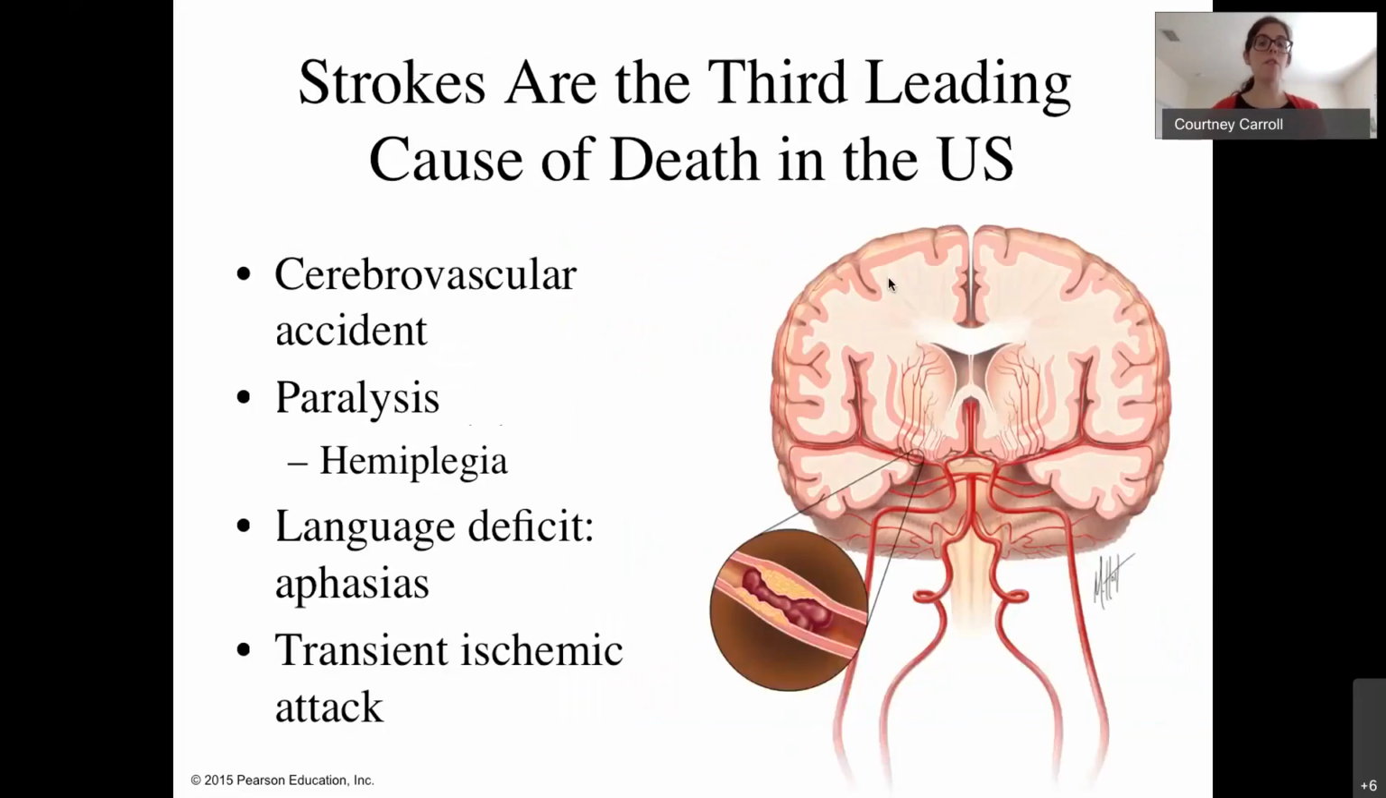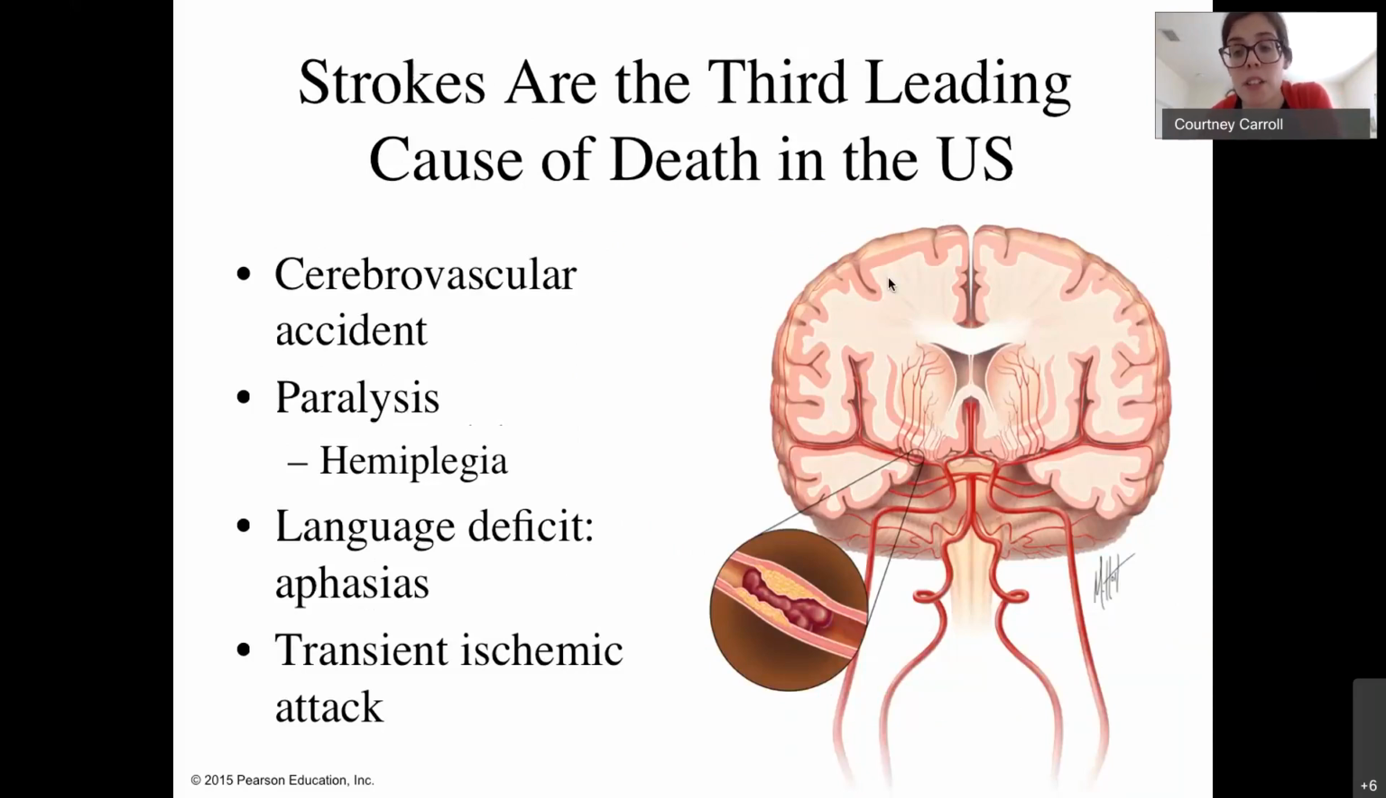We talked a little bit with aphasia about stroke. Strokes are the third leading cause of death in the United States. The other name for stroke is cerebrovascular accident, or CVA. So in the medical field, you'll see strokes abbreviated as CVA. And some of the main symptoms are paralysis. You can get a hemiplegia, which is half of the body having no motor function, which is the paralysis. You can't move that half of the body.